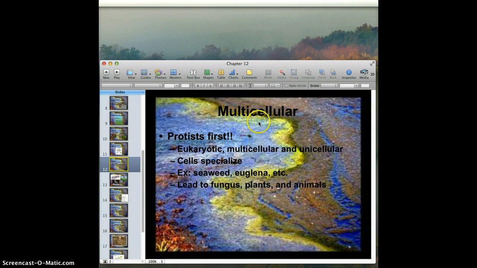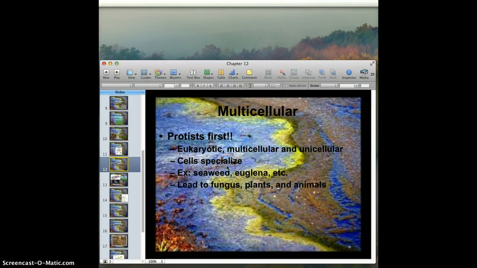Now, when you talk about multicellular organisms, who's first? First group are the protists. We'll talk about these more when we talk about the kingdoms and things like that. What makes a protist a protist? They are eukaryotic, meaning they have a nucleus. They are multicellular. Some are unicellular in this group, and their cells specialize.